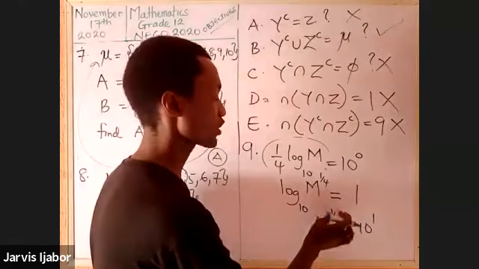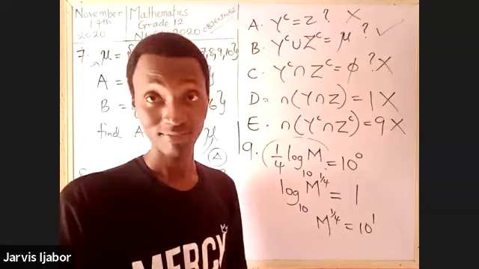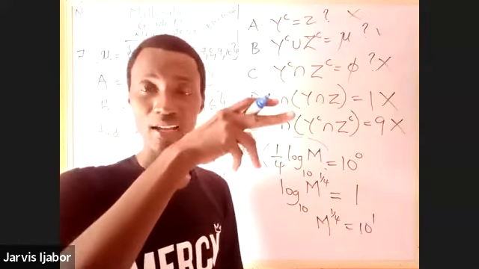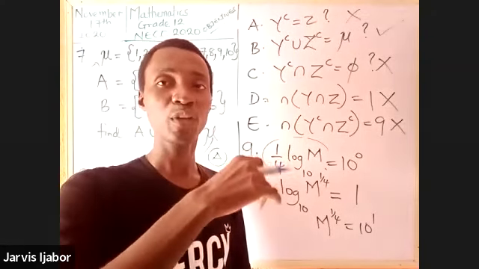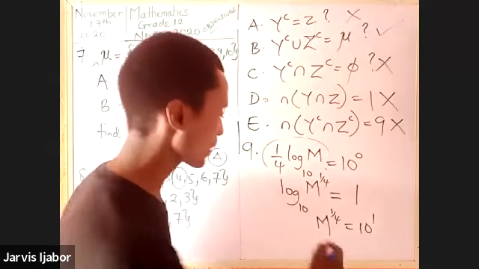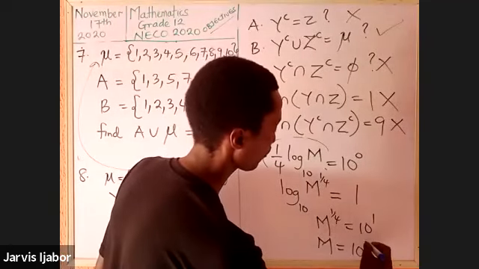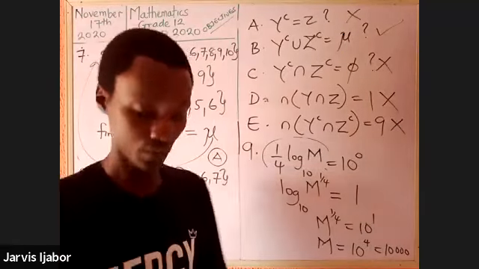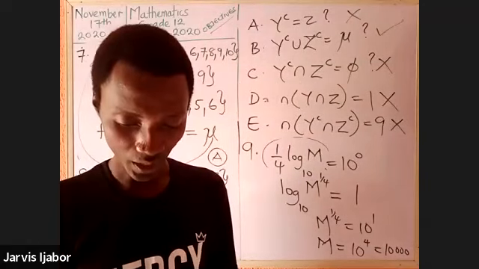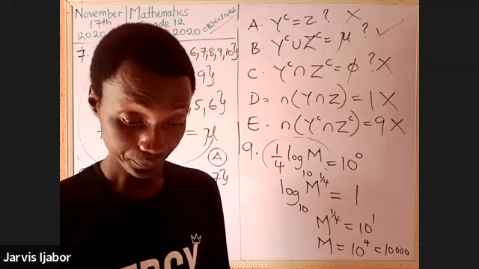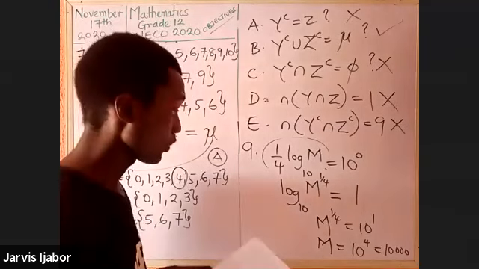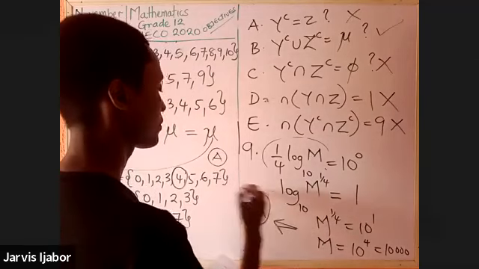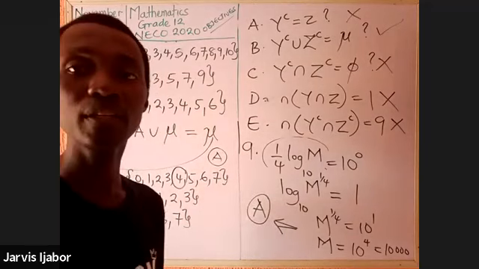Now, the inverse operation of a root is a power, or the inverse operation of a fractional index is a whole number index. The inverse operation of a proper fraction is an improper fraction. So that means m will be equal to 10 raised to the power of what? 4. And that will give you what? 10,000. So the answer invariably there will be A. So question 9, the answer will be A.